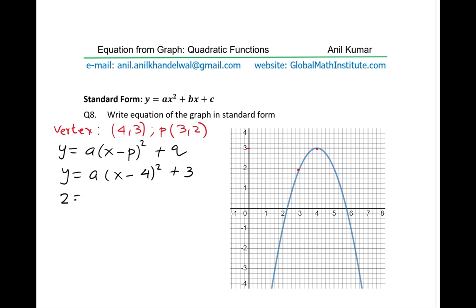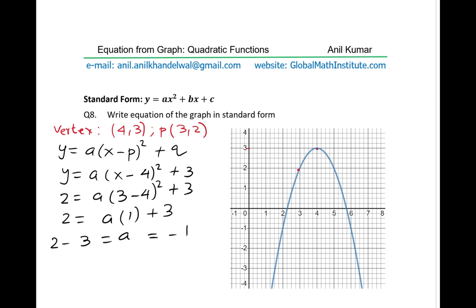So y value is 2, x value is 3. 2 equals a times (3 minus 4) whole square plus 3. 3 minus 4 is minus 1, square will make it positive, plus 3. Bringing 3 to the left side, we get 2 minus 3 is equal to a, or a is equal to minus 1. And so we can write y equals minus of (x minus 4) whole square plus 3. So we substituted this value a as minus 1 in this particular equation.